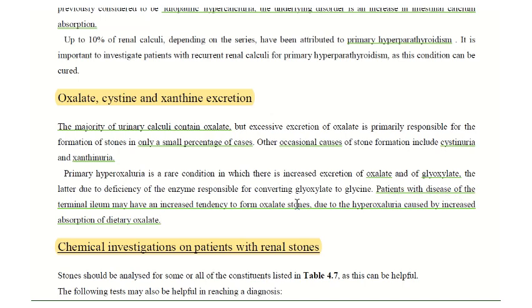Patients with disease of the terminal ileum، الإليوم هو جزء من الأمعاء الدقيقة، فالمرضى اللي عندهم disease of the terminal ileum may have an increased tendency to form oxalate stones، لأنه ربما يكون عندهم زيادة في الميول لتكوين الأوكزاليت stones. السبب due to the hyperoxaluria caused by increased absorption of dietary oxalate.